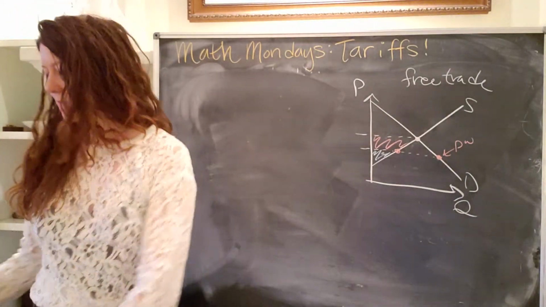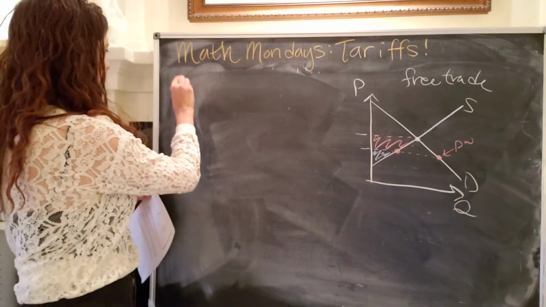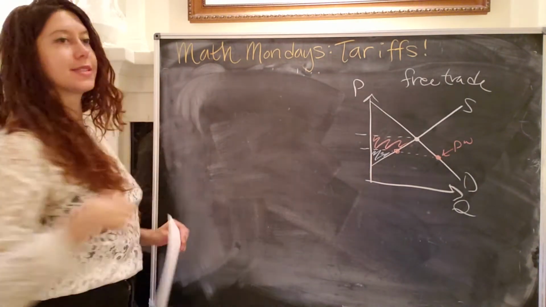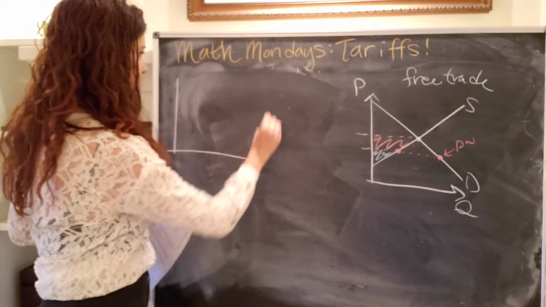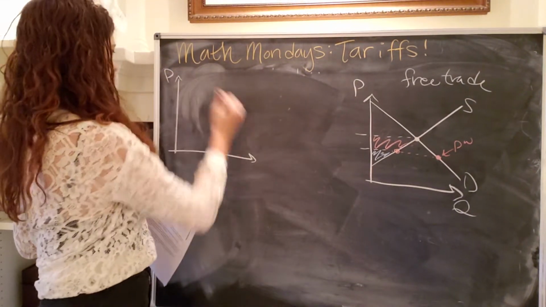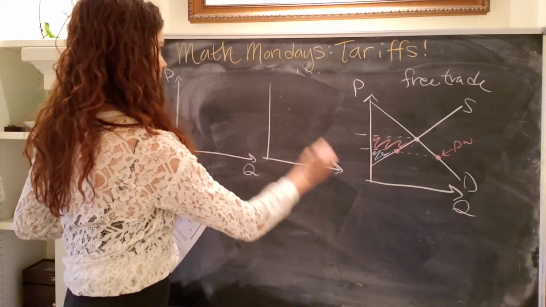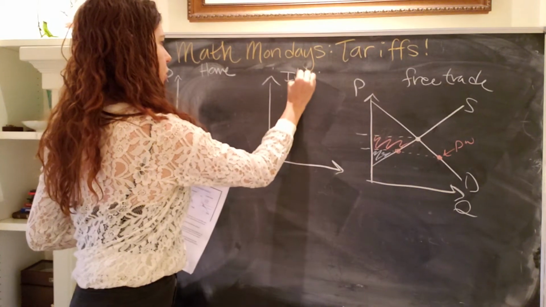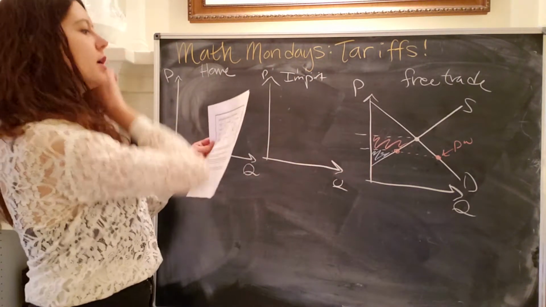Okay, so now I get my other graph. Okay, cool. Now we really want to look at the home market versus the import market. So I'm going to see if I can fit these. So we have another price versus quantity. So this is home and this is import. And again, P and Q.